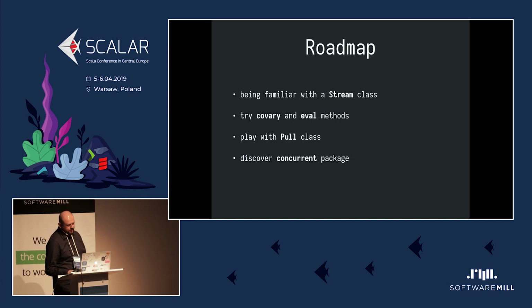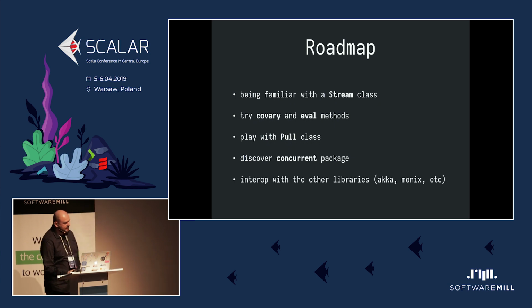And then explore the dragon land of concurrency. There is a package to handle it, but this topic is very hard and deserves separate presentations. And the last thing is that, of course, you probably need to interop with other library solutions. FS2 has the possibility to combine streams from Monix, Akka, even from Java. And this is a very common situation. Probably you need some sources, connectors, and for example, the Akka project has a better solution for that. So why not use it?